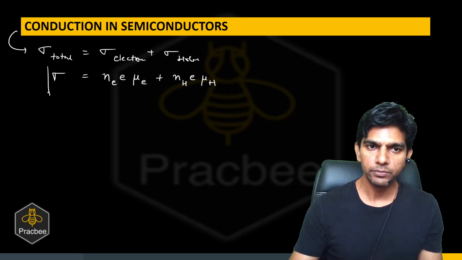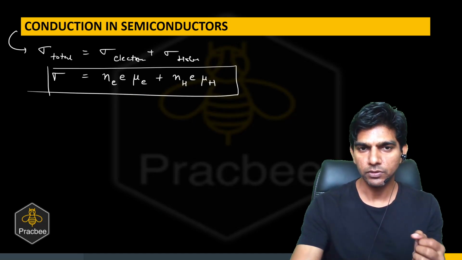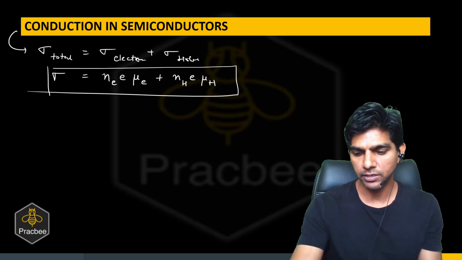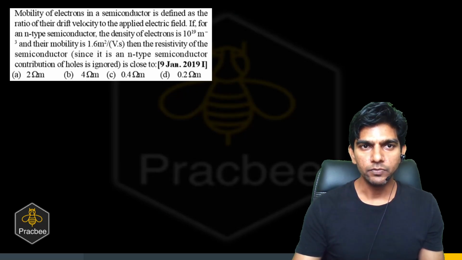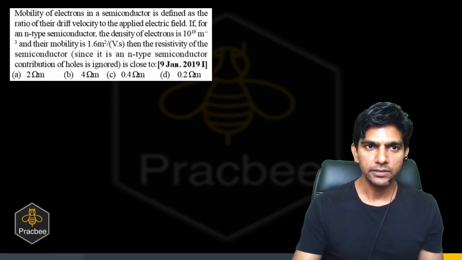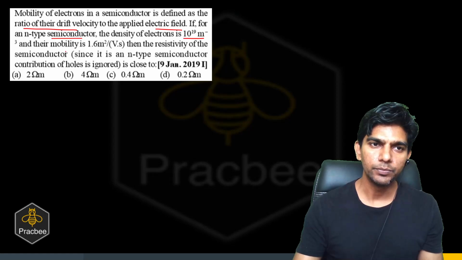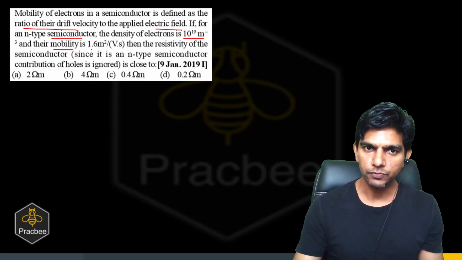So you should remember this formula for semiconductors. Now let us see some illustrations, or some PYQs based on the same formula. Mobility of the electron in a semiconductor is defined as the ratio of the drift velocity to the applied electric field. In an n-type semiconductor, the density of the electron is 10 raised to 19 per meter cube, and their mobility is 1.6 meter square per volt second, then the resistivity of the semiconductor.